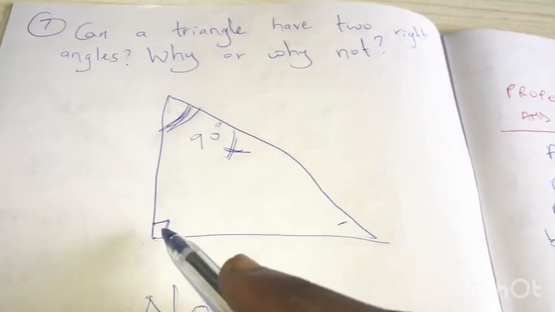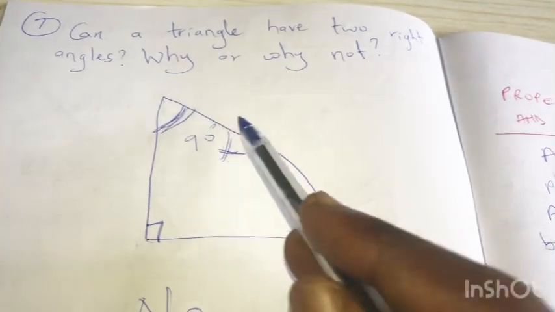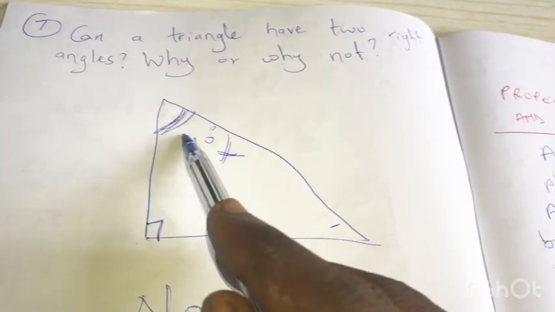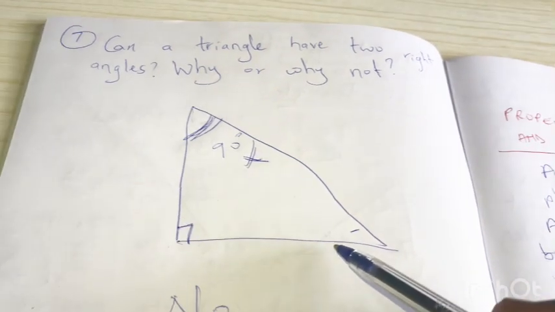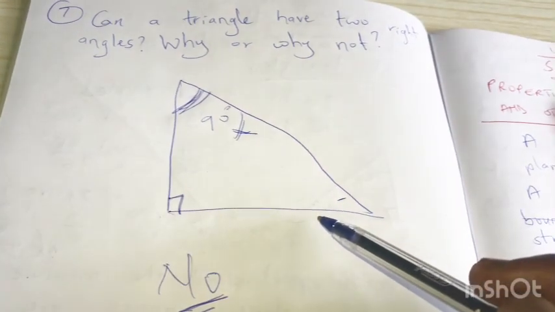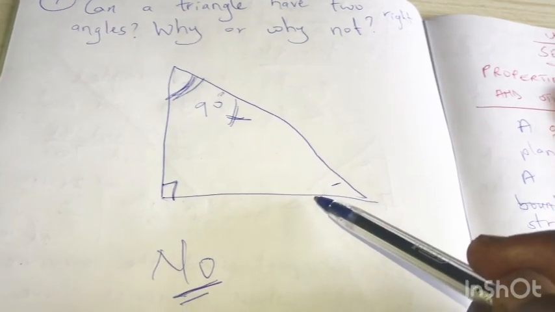If one is 90, another one can be 90, else you can't have 90, 90, 0. No, it can't happen like that. So there's no triangle with two right angles.